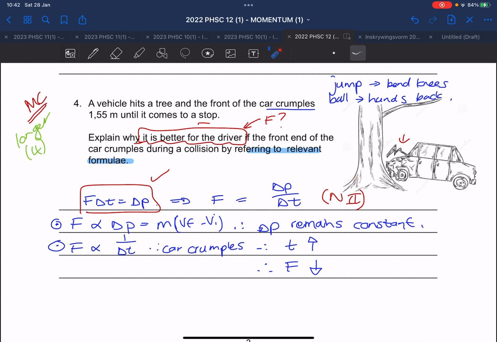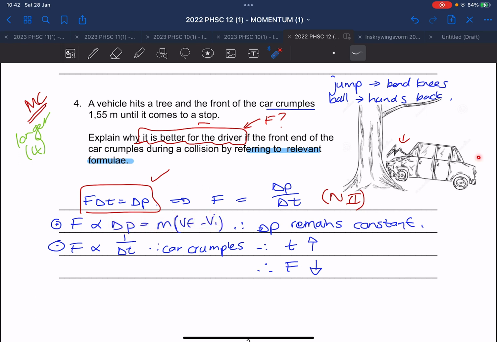So I have to look at both of these things because both will have an effect on the force. I first looked at the change in momentum. Because it's at the top of the fraction, it is directly proportional. It means as the change in momentum goes up, the force will go up, or as it goes down, the force will go down, right? So what is change in momentum? It is the mass times the final velocity minus the initial velocity.